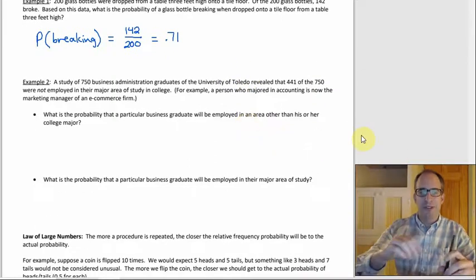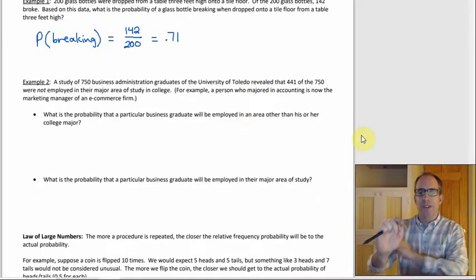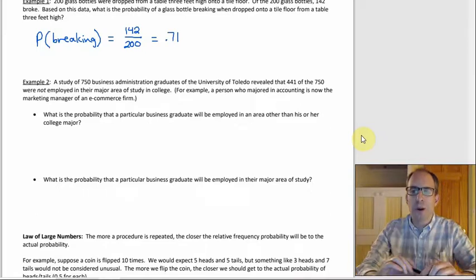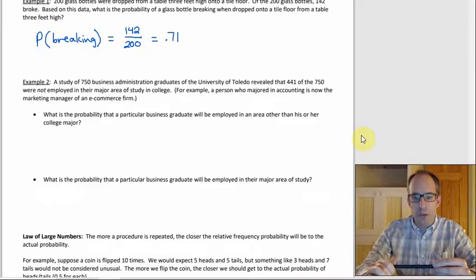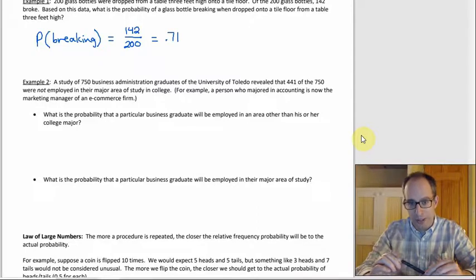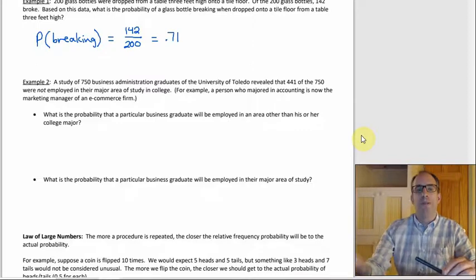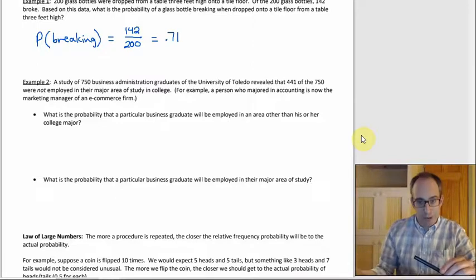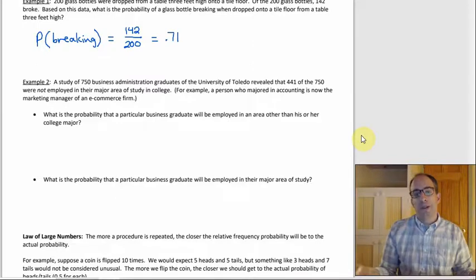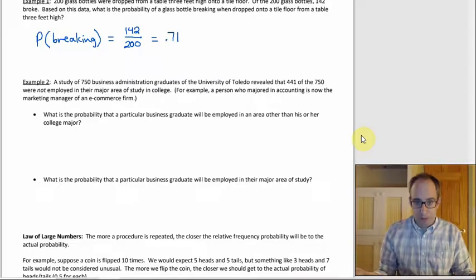So a study of 750 business administration graduates at Toledo revealed that 441 of them were not employed in their major area of study in college. So for example, somebody who majored in accounting now being the marketing manager of an e-commerce firm, right? So they're still in business, but they're not an accountant, right? So they're doing something a little bit different, not their major area of study.